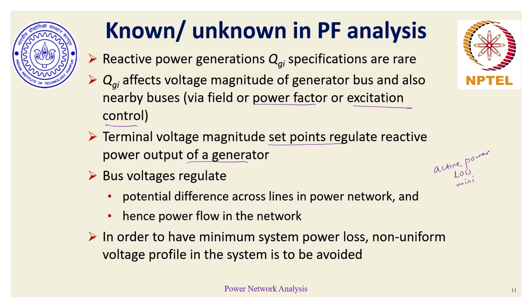And the purpose of this exercise is to find voltages or have voltage profiles in the network which are almost flat or uniform to each other, so that the corresponding potential difference across lines in the power network is as minimum as possible, so that the corresponding power loss is minimized, not the power flow. The bus voltages do regulate the power flow, but with the intent to have minimum active power loss in the network.